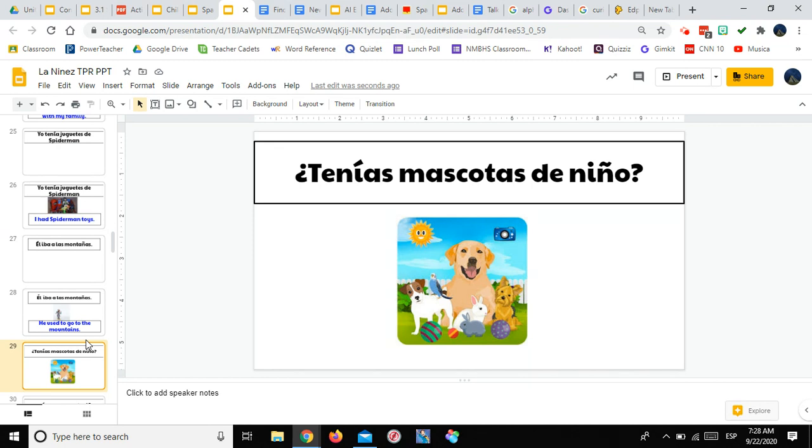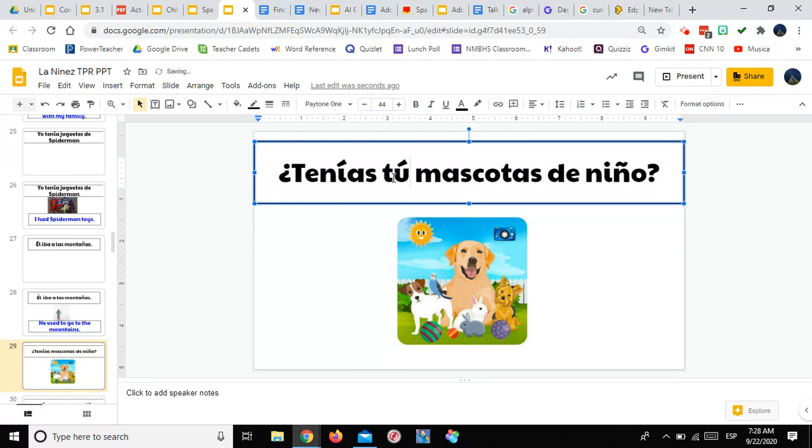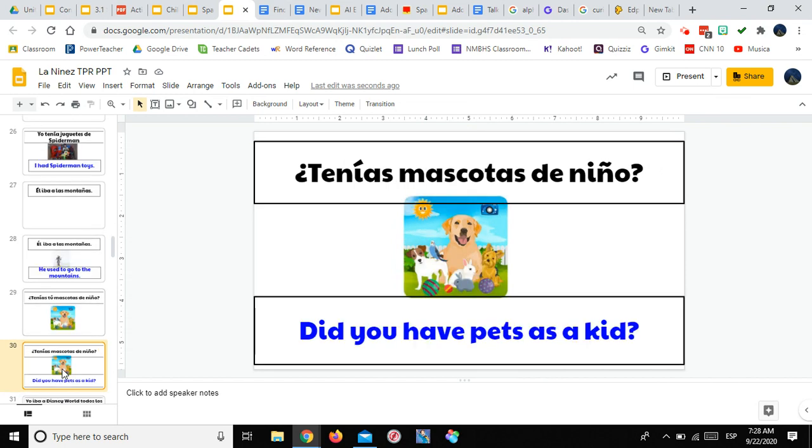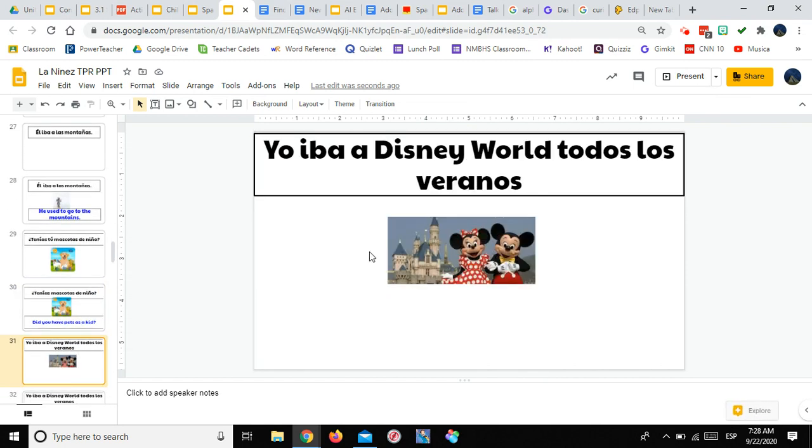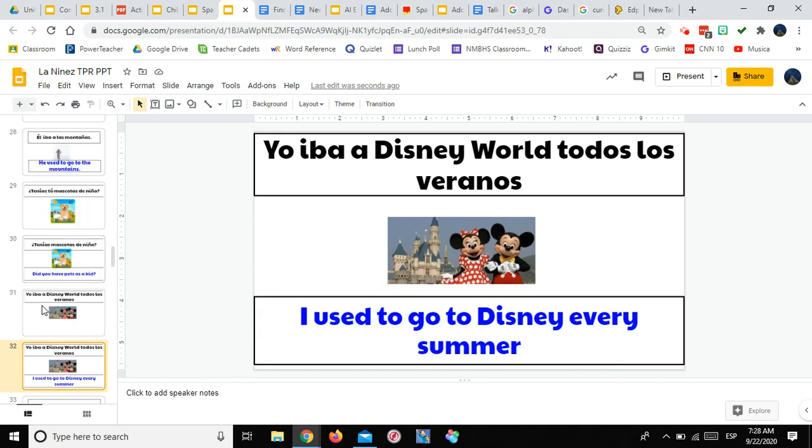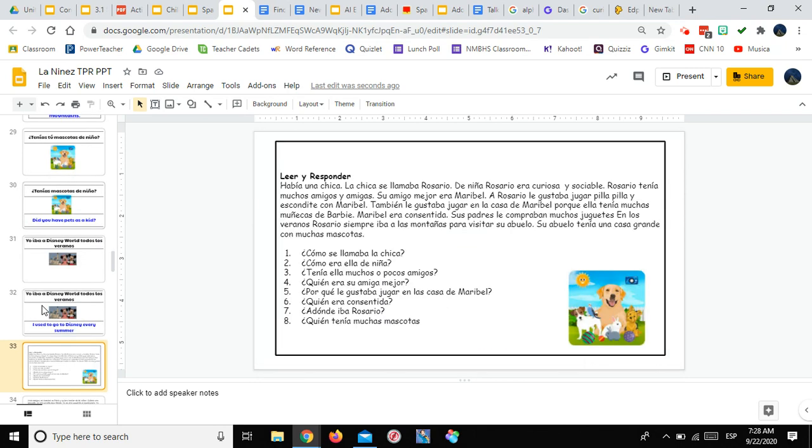¿Tenías mascotas de niño? And remember, tenías too, we normally use those in a question. The tú form, it's normally like, did you something, right? So this is, did you have pets as a kid? All right. And yo iba a Disney World todos los veranos. Veranos is summer. So todos los veranos is every summer, if y'all were wondering. So I used to go to Disney every summer.